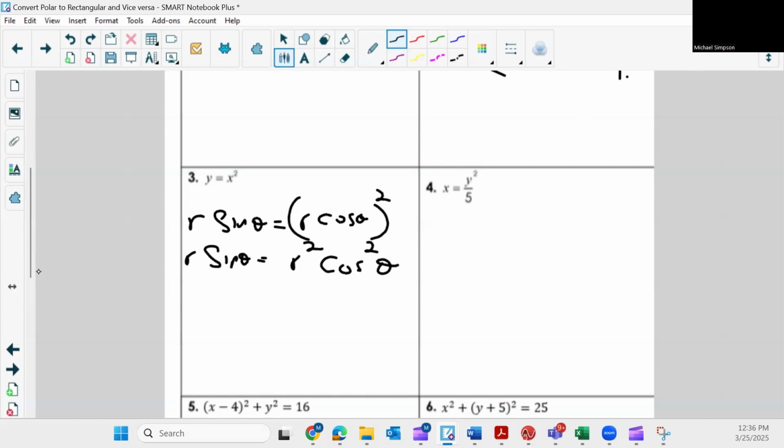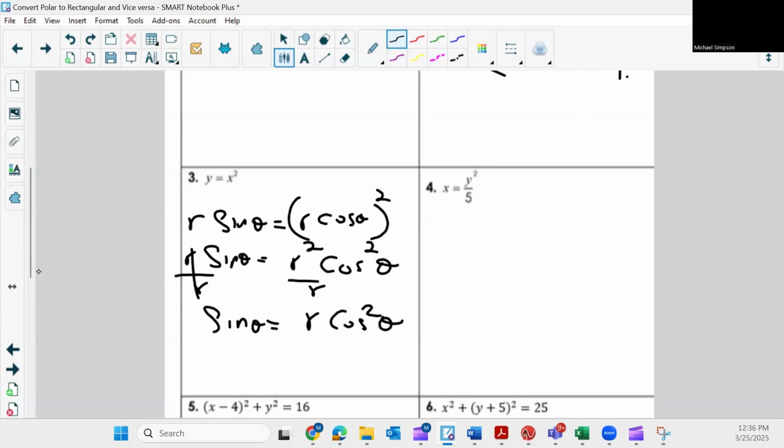What can I do here? I look at it, there's r on both sides, so therefore I can cancel one r, right? Divide by r, divide by r. That goes away. I'm left with sine theta is equal to r cosine squared theta. Good. What's my next step? Solve for r.